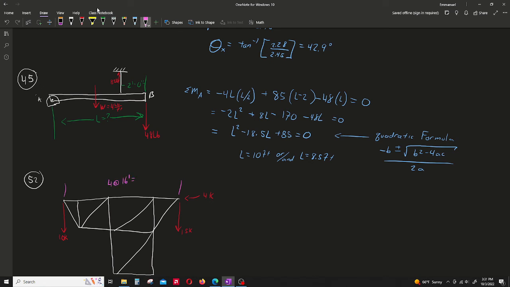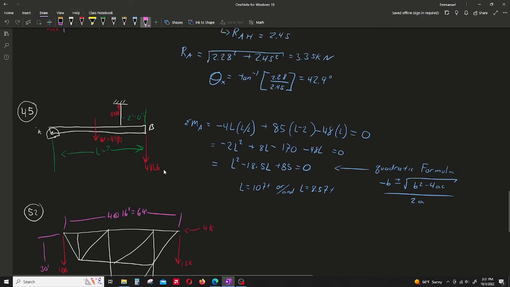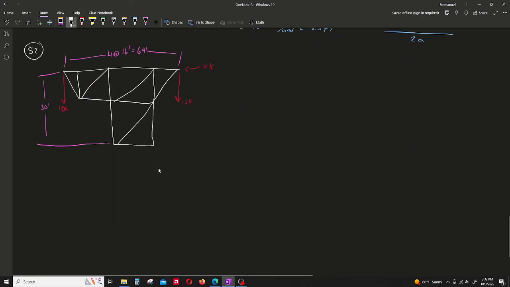We've got 4 bays at 16 feet each for a total of 64 feet for all the bays. And then I'll give a total height of 30 feet. Then we're just supposed to find the reactions at the supports, which I should probably draw as well. You've got a support down here, and a support down here.